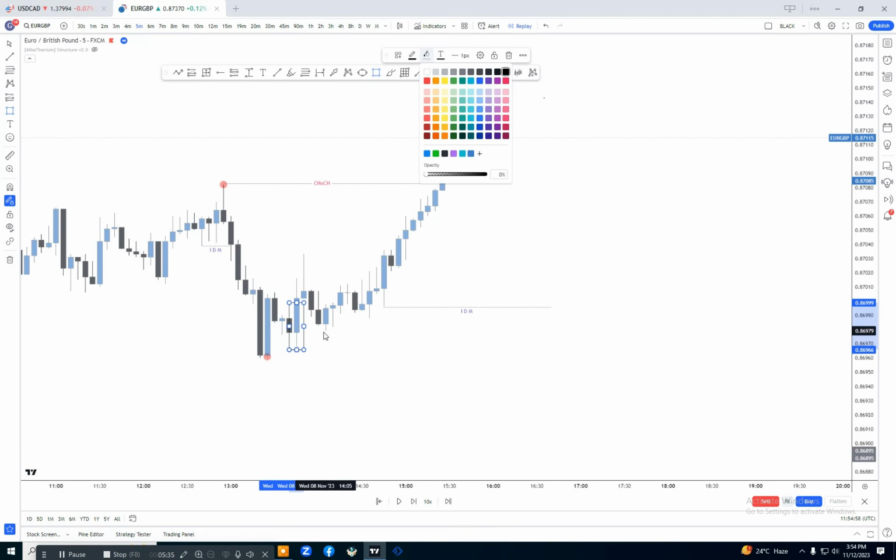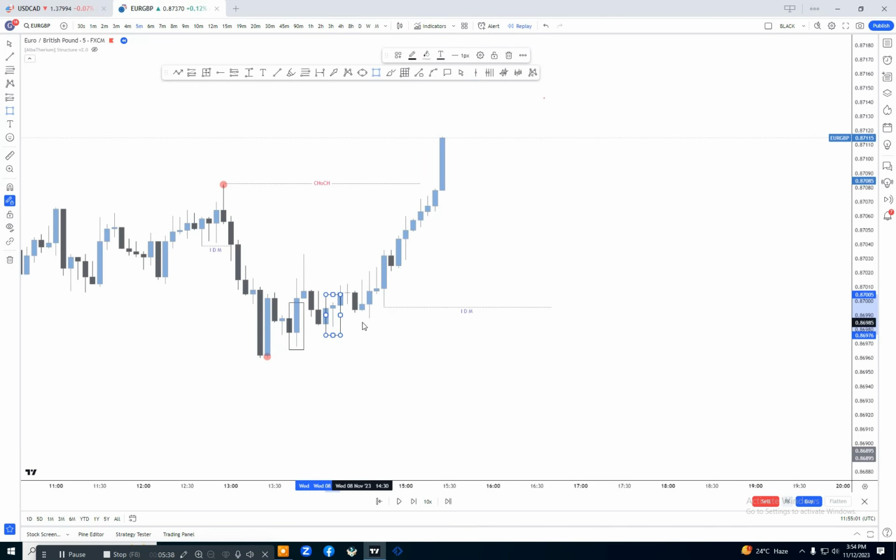The second pullback was at this area. The third pullback was at that candle. The fourth pullback was that candle. After that candle, there is no more pullback in this whole move.